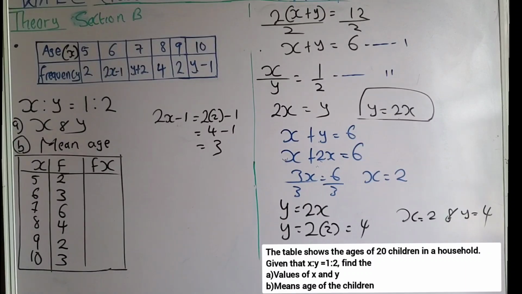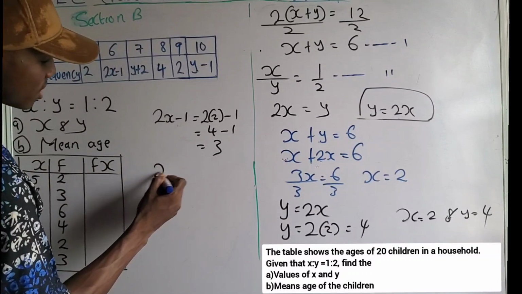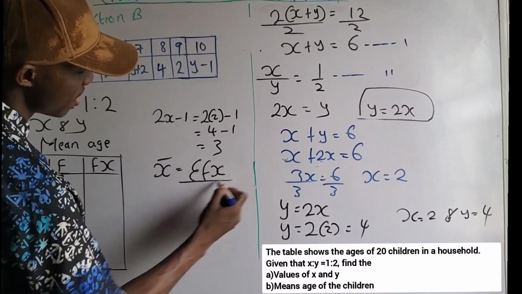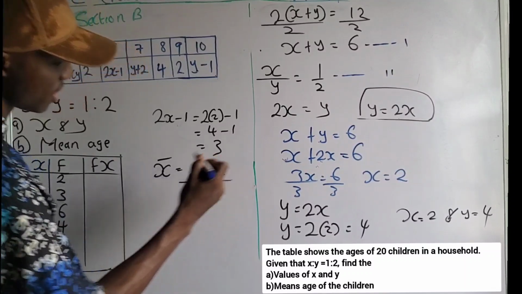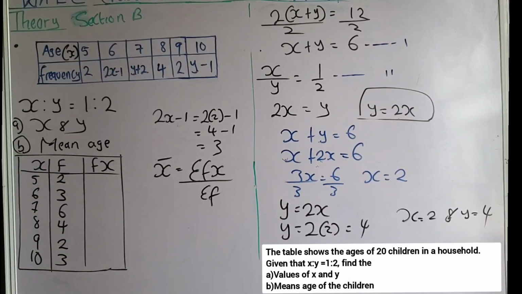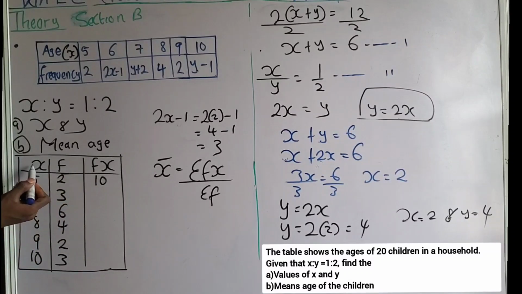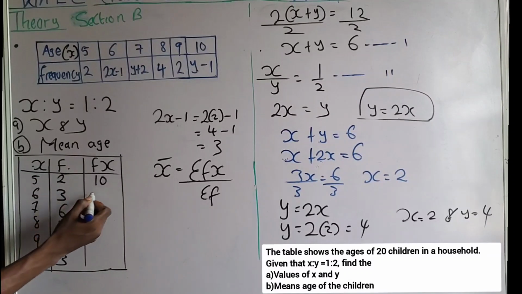Are you getting it? Because the mean of a frequency distribution is calculated by summation f of x all over summation f. You understand? This is the formula for calculating the mean of a frequency distribution, and this is the frequency distribution. Okay, so you need the product of f and x. 5 times 2 is what? 10. That is the product of this x and f. 6 times 3 is what? 18, right?